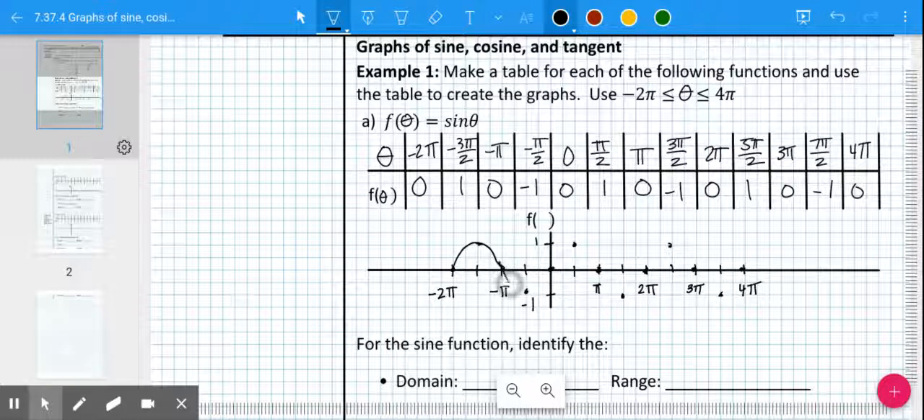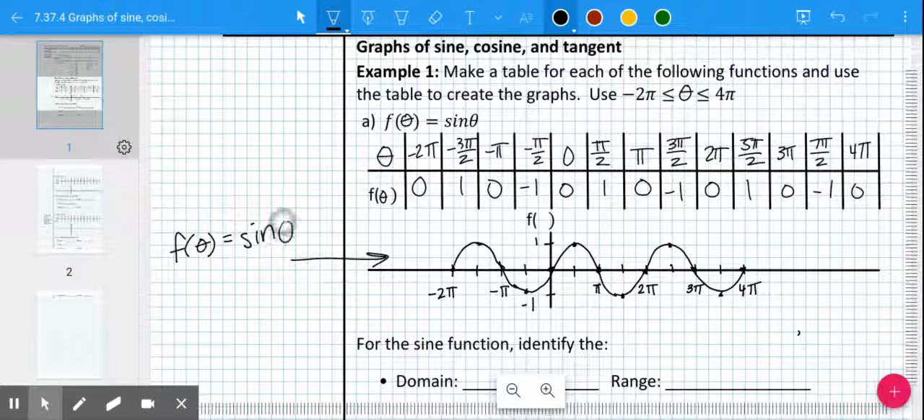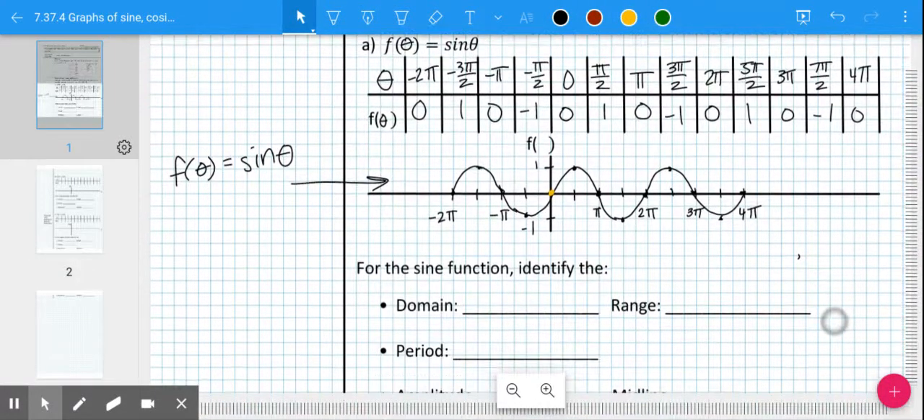No sharp corners in your graph here. Nice and smooth all the way through. Looks something like that. This is the function sine of theta. Cosine of theta is very similar. Notice that sine of theta starts on the origin, on the 0, 0. That's a big difference between sine and cosine, and we'll address that at another time.